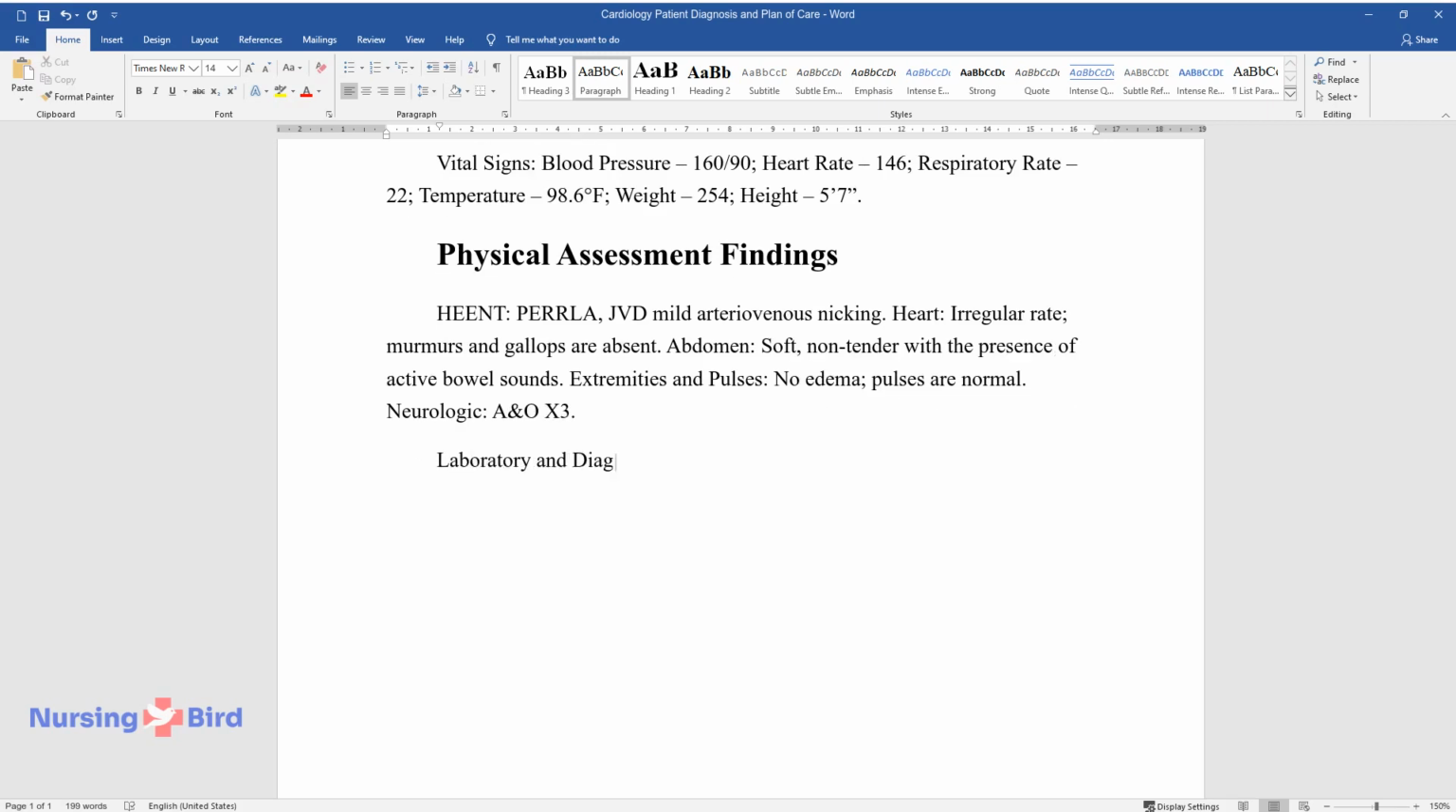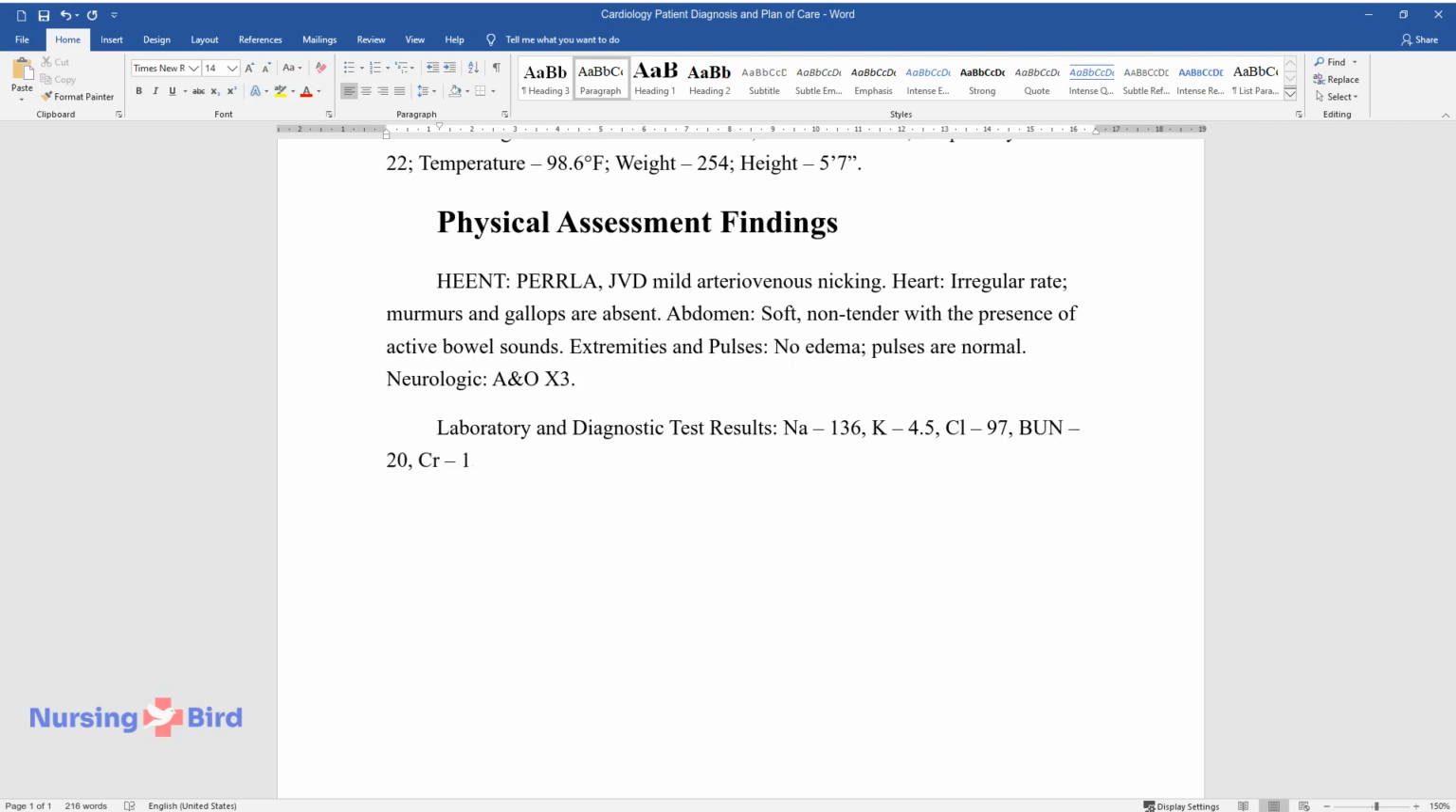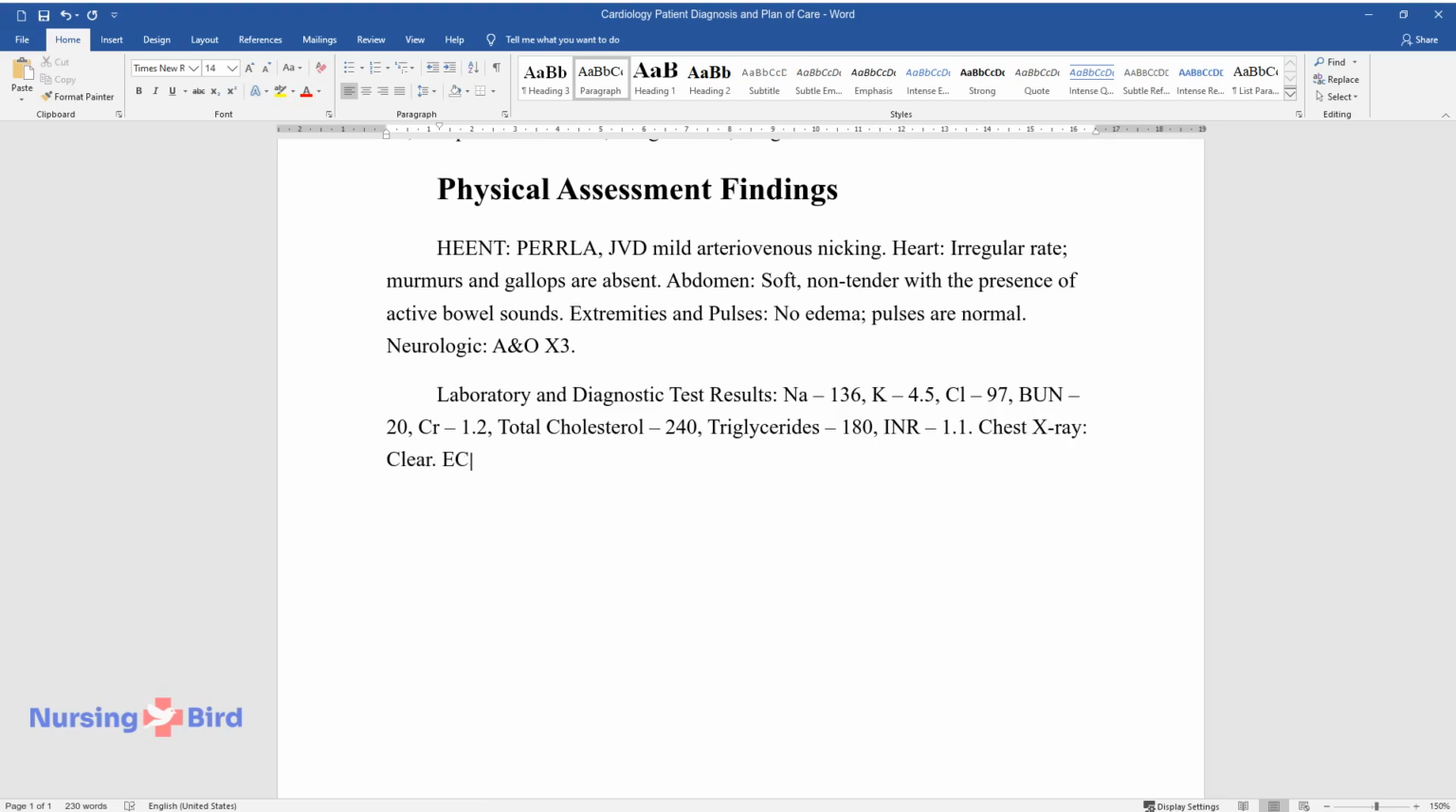Laboratory and diagnostic test results: sodium 136, potassium 4.5, chloride 97, blood urea nitrogen 20, creatinine 1.2, total cholesterol 240, triglycerides 180, INR 1.1. Chest X-ray, clear. ECG: atrial fibrillation, no P waves, variable RR interval, normal QRS.